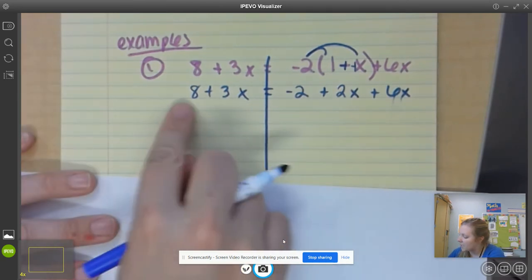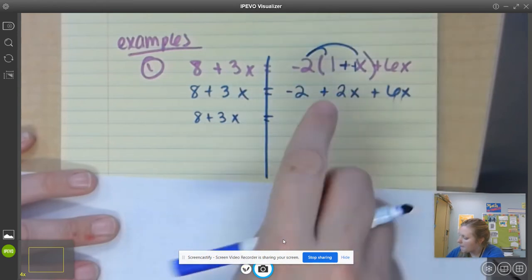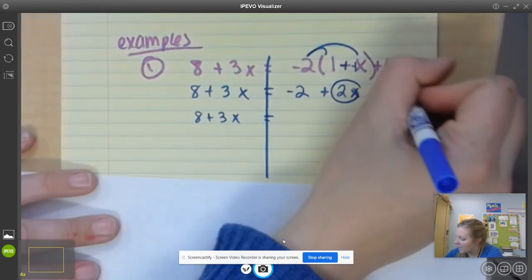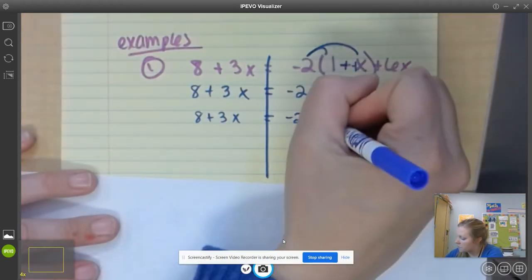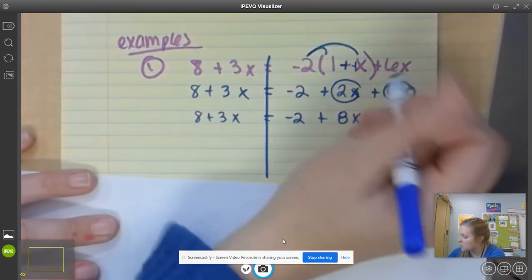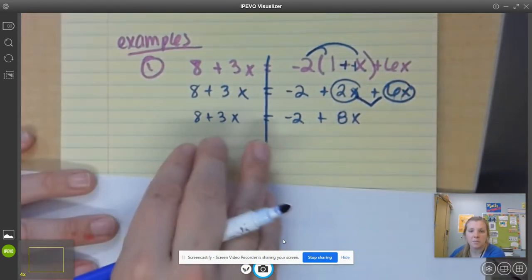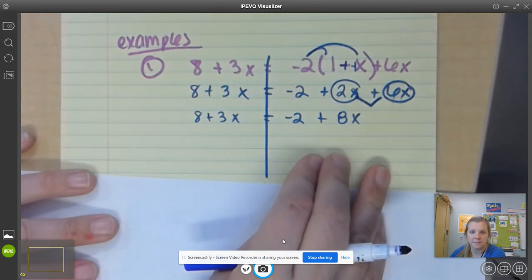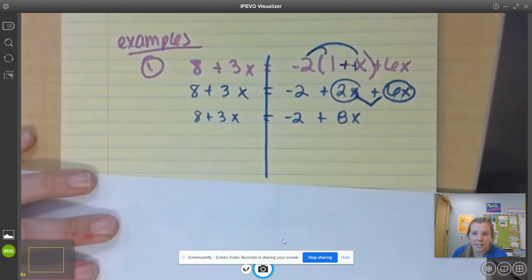I still cannot simplify this side, so I'm going to copy it down. But I can simplify this side. I have like terms that I can gather together. So I'm left with negative 2 plus 8x when I just combine the like terms. Now both sides are completely simplified. So I just simplify, I'm just adding and combining the like terms.